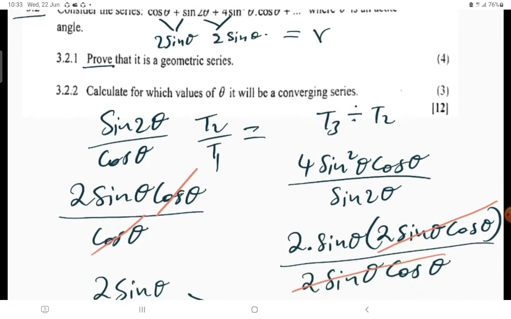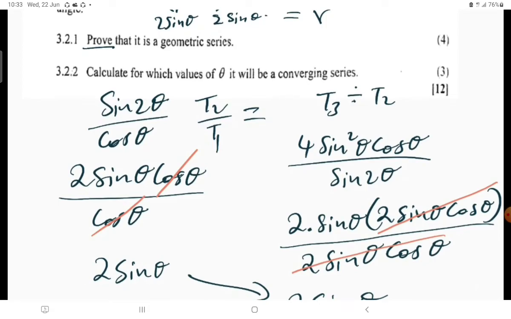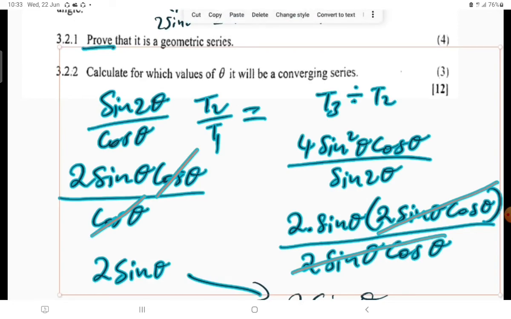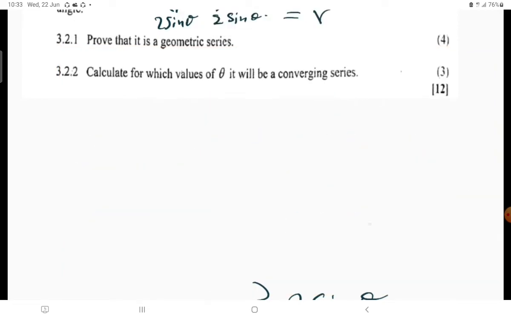Now moving to the next question. Let me just clear things up. Hopefully we are not going to need this information that I'm clearing up. Now we are having this one: calculate for which values of theta it will be a convergent series.